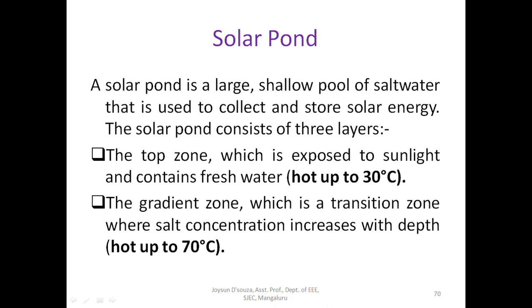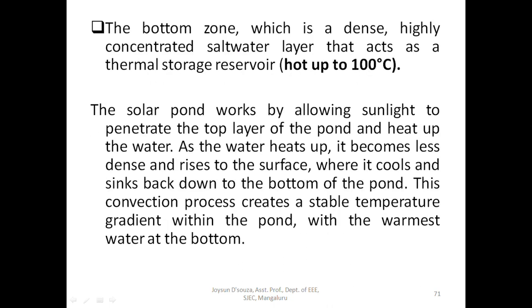One is the top zone. As you can see, it contains fresh water. When exposed to sunlight, it can heat up to 30 degrees centigrade. Next is what you see, the gradient zone. Gradient zone is the one between the top zone and bottom zone, and the temperature can go up to 70 degrees centigrade. And in the bottom zone, the temperature can go up to 100 degrees centigrade.